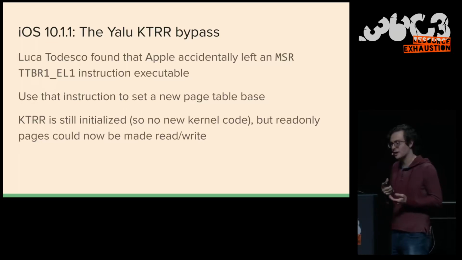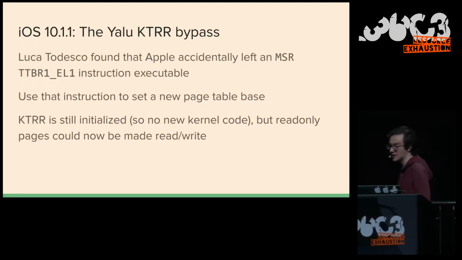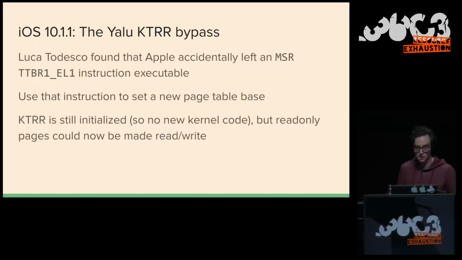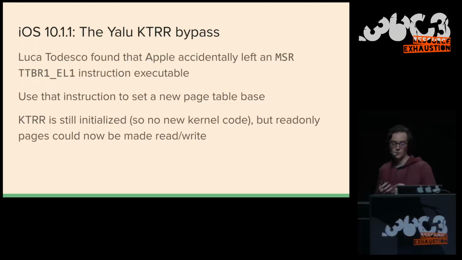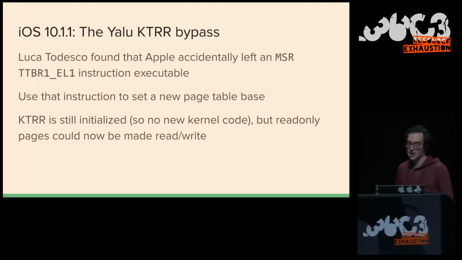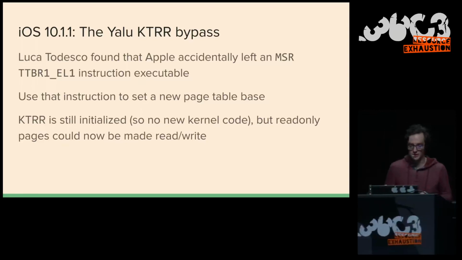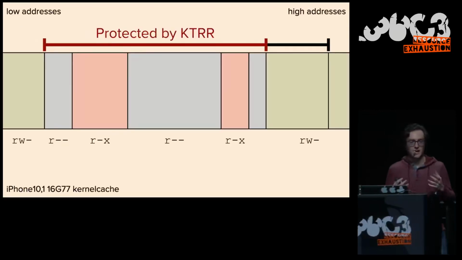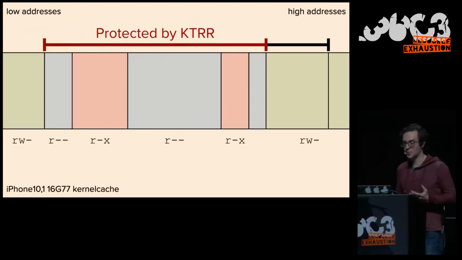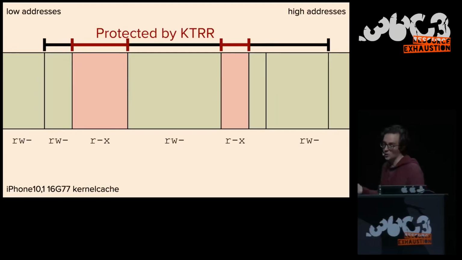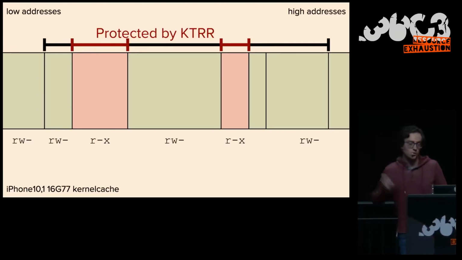Now, it's important to note that KTRR was still actually fully initialized at the point at which you were able to execute this MSR instruction. So we can patch read-only data, but we can't execute new kernel code because KTRR lockdown on the MMU still did occur. So what the KTRR bypass in 10.1 basically achieved was limiting what was protected by KTRR down from the whole read-only region to only the executable code. But we get a whole bunch of new data in the kernel, which is now writable.